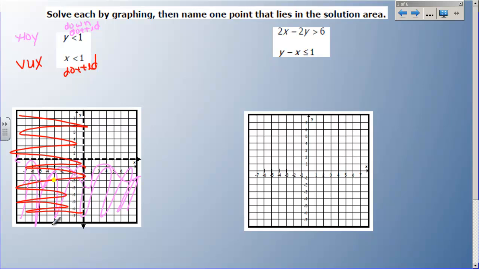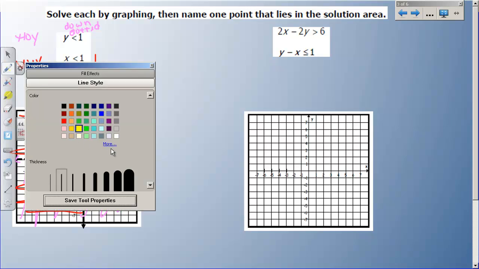Any point in this shaded region will work. This is just the one I'm picking. And so that one right there is -3, -2. That point is in my overlapping shaded region, so that is going to be one of my solutions.